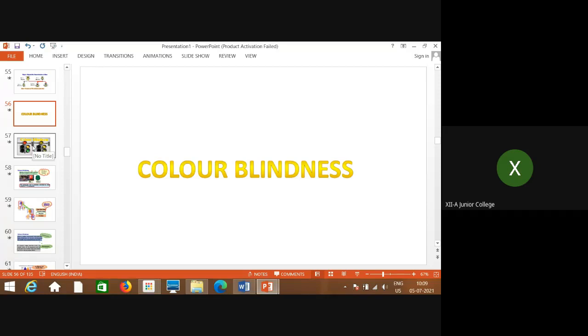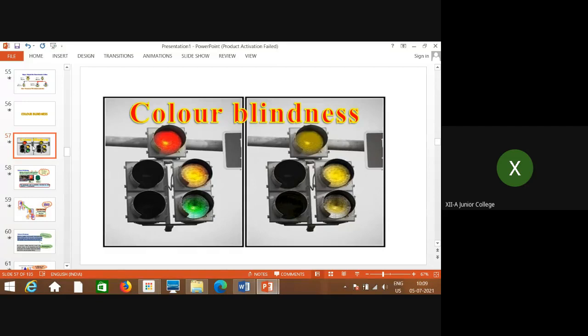So what can you see here? One of you just read it. Color blindness. Can you see this signal? Yes, ma'am. Can you see this picture or signal? Okay. See what is color blindness.